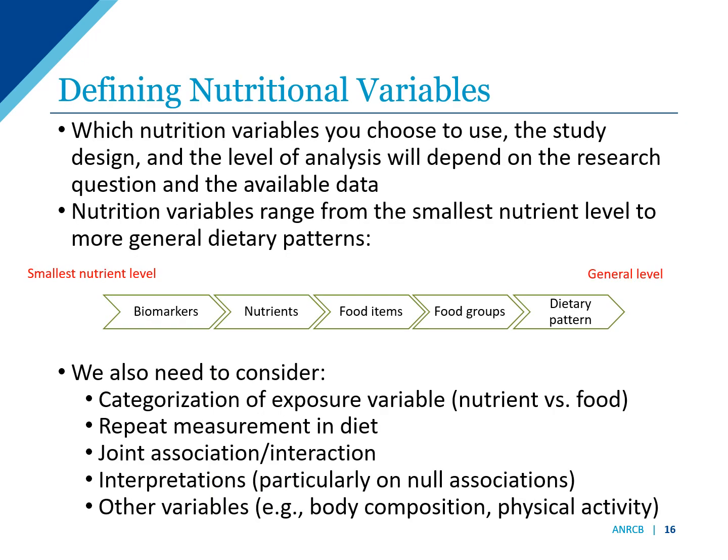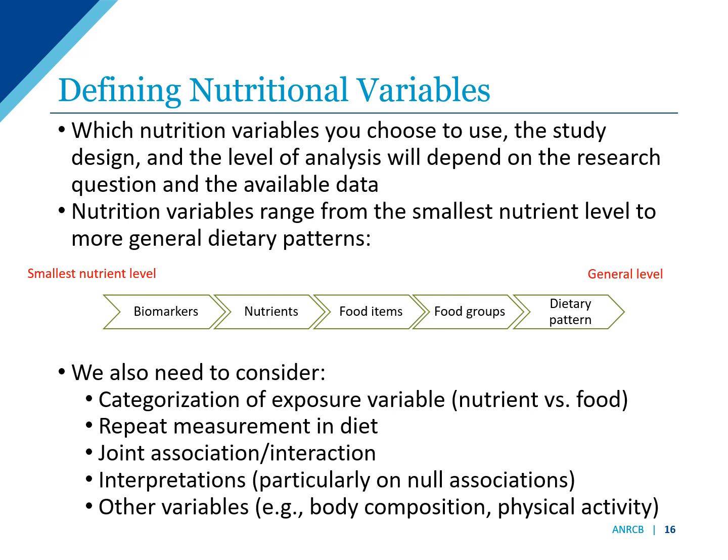How do we define variables in nutrition research? Which variables you use will depend on the study design, research question, and level of analysis. In general, nutrition variables range from the smallest nutrient level measured using biomarkers to more general dietary patterns, such as in an individual or even on a community or geographic level.